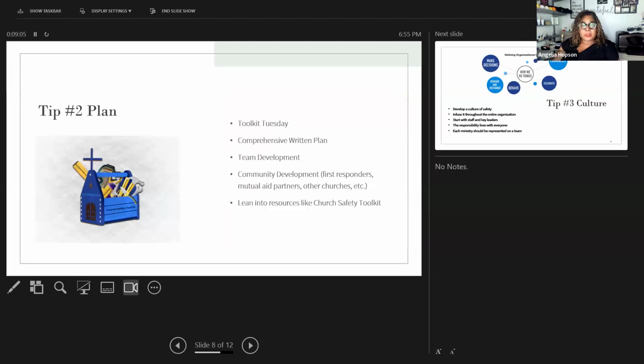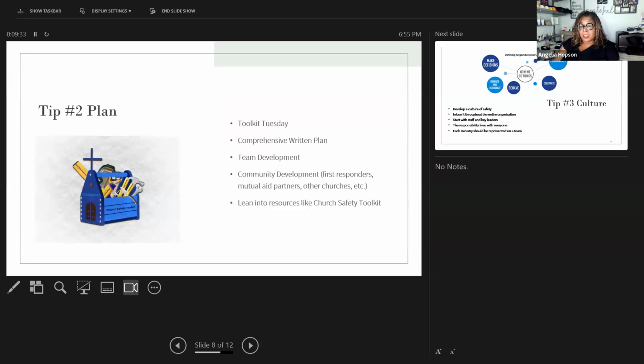Tip number 2 is a plan. I think I have drilled this one so much, I probably don't even need to spend any time on plan. If you do not have a plan, there is a plan on our website that you can download and use the template. If you attended our conference, you have a plan. Toolkit Tuesday is obviously what you're doing now, so you can work on your plan with us.